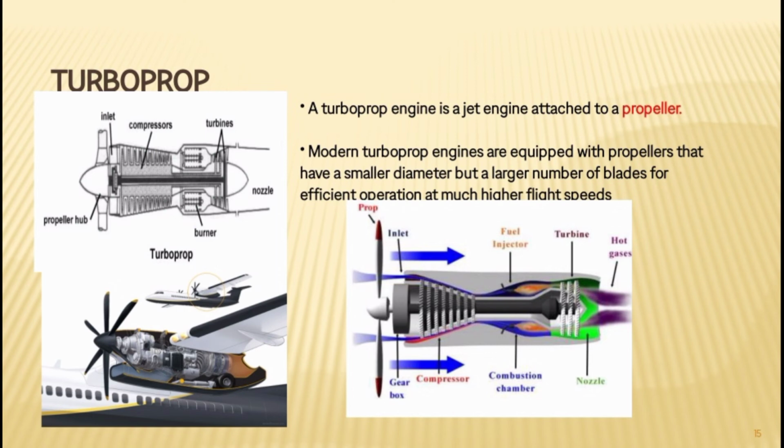Turboprop. A turboprop engine is a jet engine attached to a propeller. Modern turboprop engines are equipped with a propeller that has a smaller diameter but a larger number of blades for efficient operation at much higher flight speed.